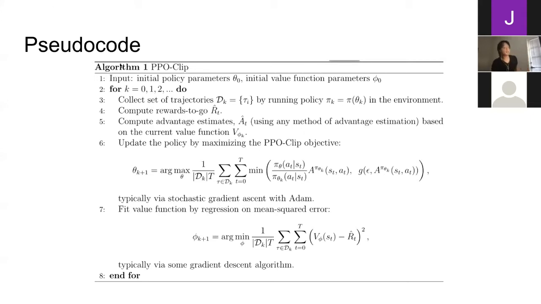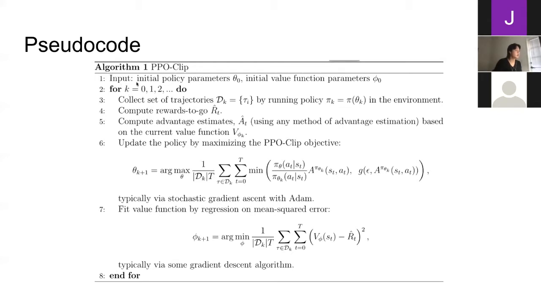Now we can look at the pseudocode here real quick. It's only 8 steps, but it can get a little bit confusing, especially when you look at it for the first time. It's called PPO Clip. That was the original name by OpenAI. And the idea is we have this for loop where K is the iterations, right?